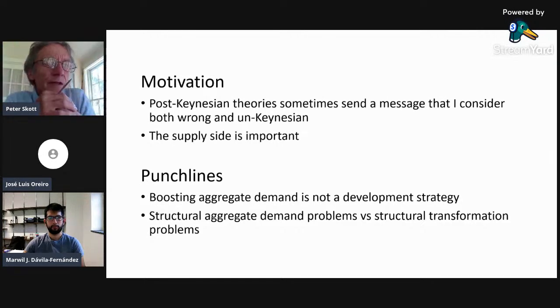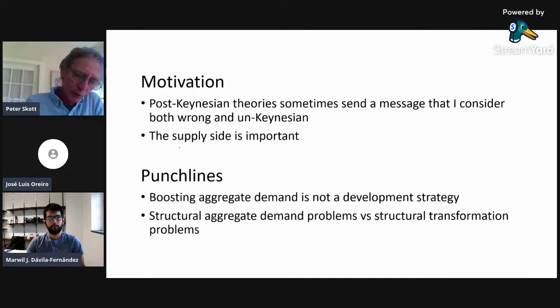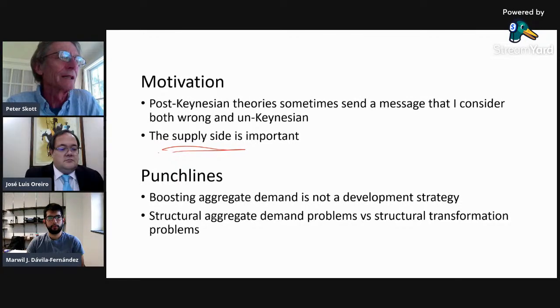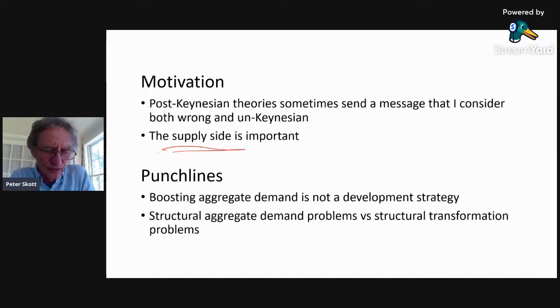Related to that, I think the supply side is important, and I think that is sometimes ignored. The demand side is important too, of course, and had I given this talk to a group of maybe more mainstream orthodox people, I would have stressed the demand side is important here. But if one addresses a more Keynesian structuralist audience, I think it's important to emphasize the supply side angle.